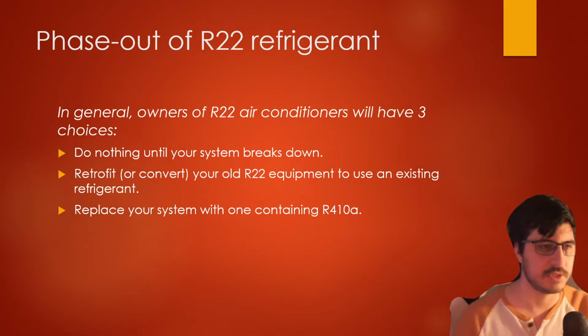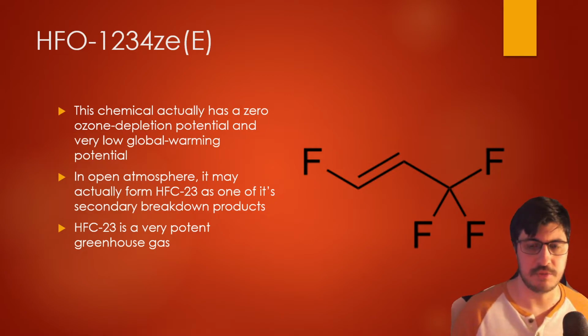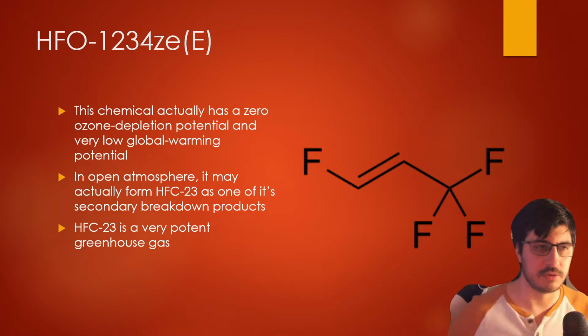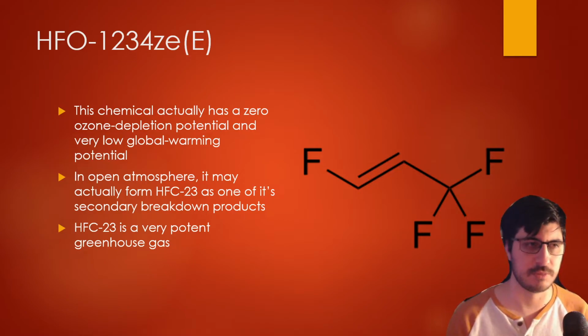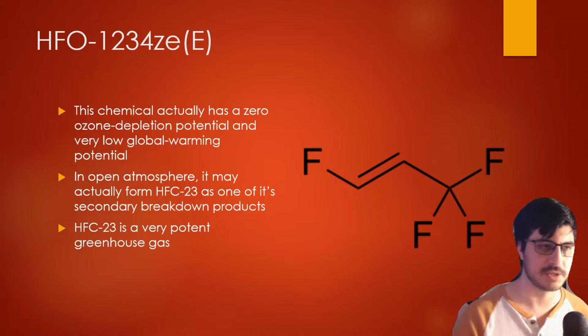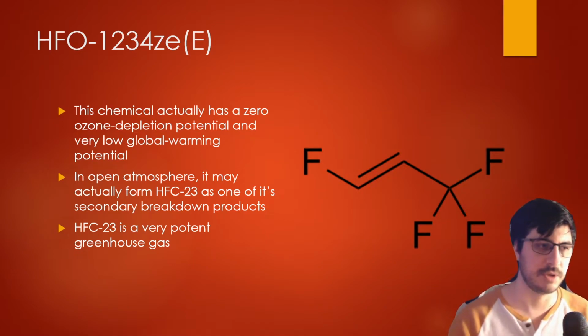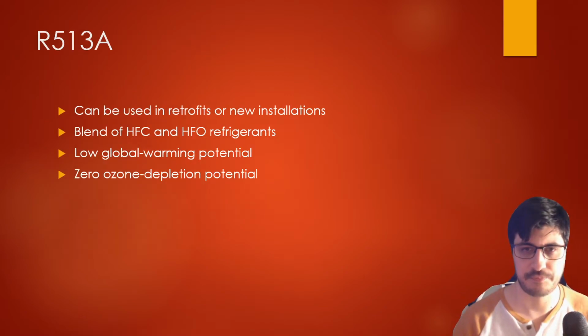Ooh, nice and bright. So HFO 1234ze, this chemical actually has a 0 ozone depletion potential and very low global warming potential, which sounds good, right? In open atmosphere, it may actually form HFC 23 though as one of its secondary breakdown products, something it breaks down into. Unfortunately, HFC 23 is a very potent greenhouse gas, so using this guy is probably not completely advised either. I promise, though, I know you probably see the chemical structure just to my left here. You get a little worried. I promise this won't turn into a chemistry lesson.